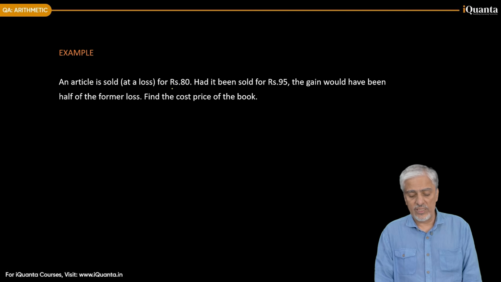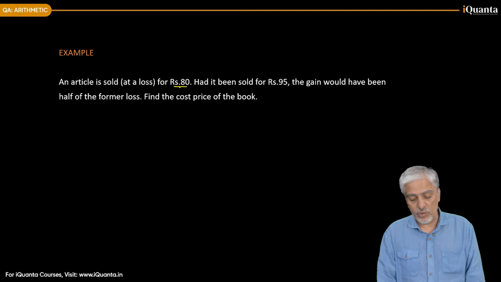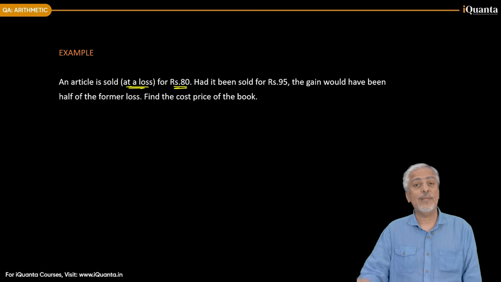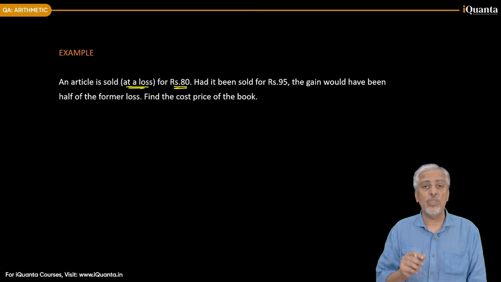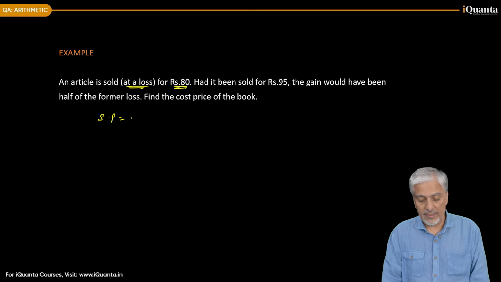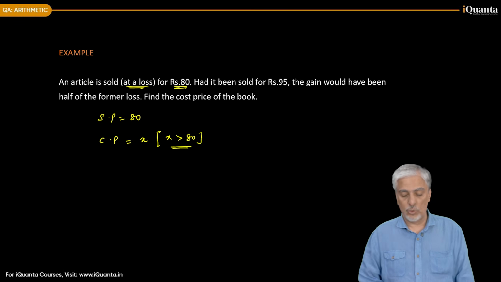An article is sold at a loss for rupees 80. That means they've told us it's a loss, but the selling price is 80. A lot of people get confused over here. What do they mean by "at a loss"? Selling price is 80, which means the cost price, which I don't know, I'm going to call X. X is definitely greater than 80 because here I was making a loss, that was told.